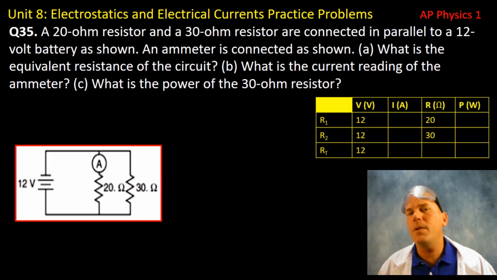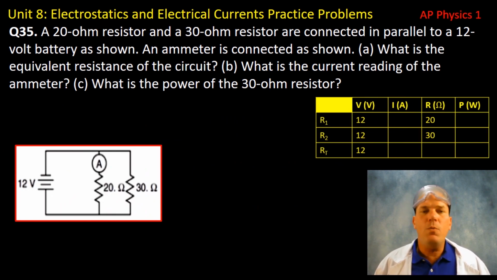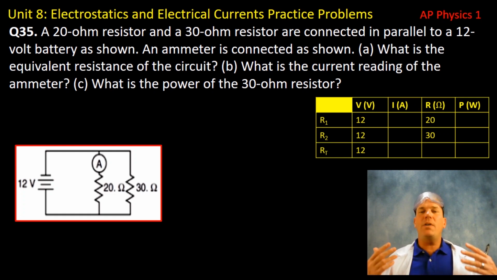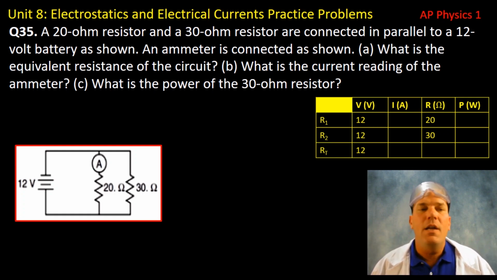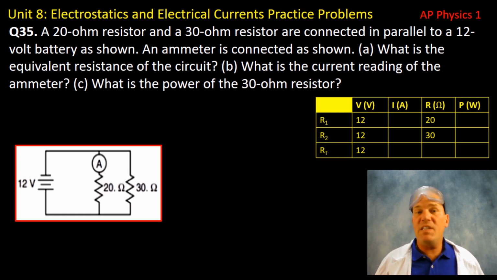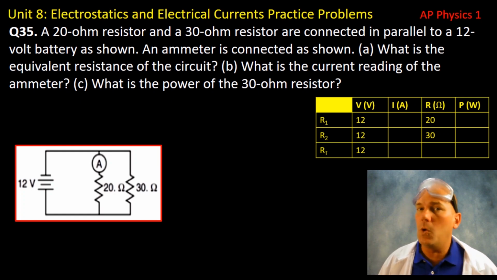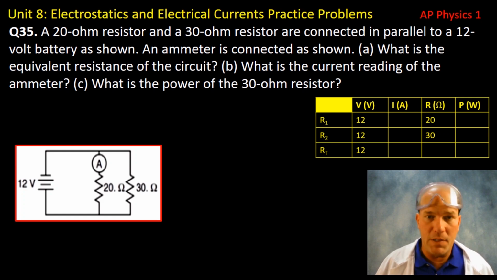All right, question 35 here. We have a 20 ohm resistor and a 30 ohm resistor. They're connected in parallel to a 12 volt battery. We are given a schematic here. We're also shown an ammeter that's located within the circuit. What is the equivalent resistance of the circuit? In other words, what is the total resistance of the circuit?